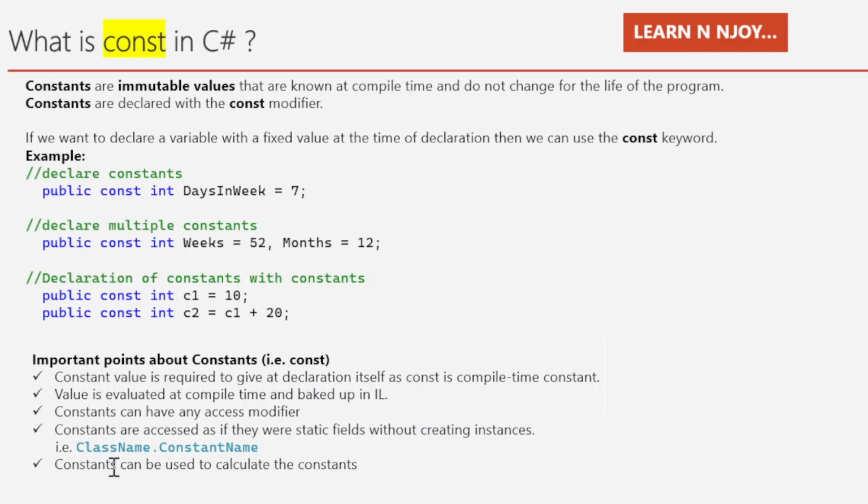Number five, constants can be used to calculate the constant. If you see this example shown over here, where we have declared the constant with the constant, here in the c2 constant, I am using c1 plus 20. So basically this c1 plus 20 calculation is happening for the c2 values, and that's what this statement is for. Constants can be used to calculate the constants.